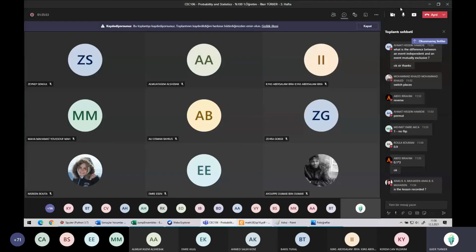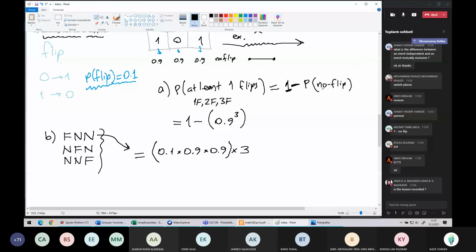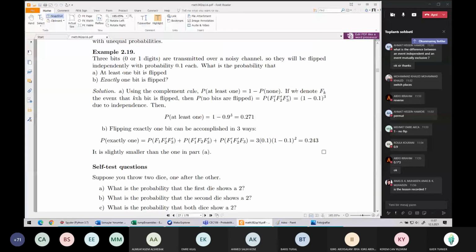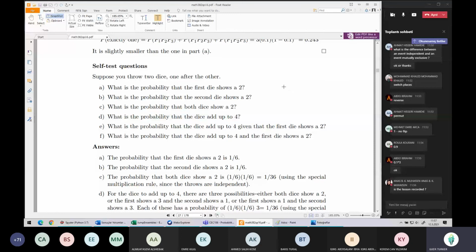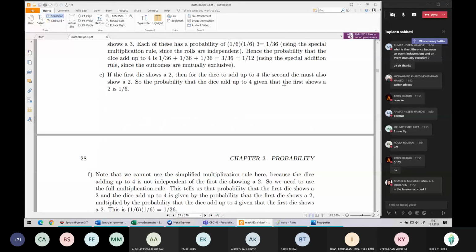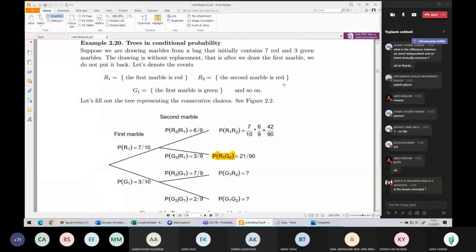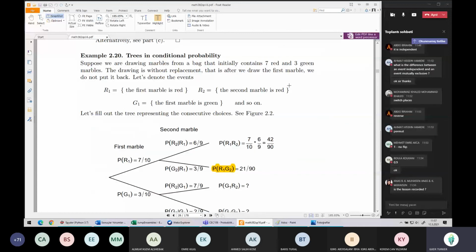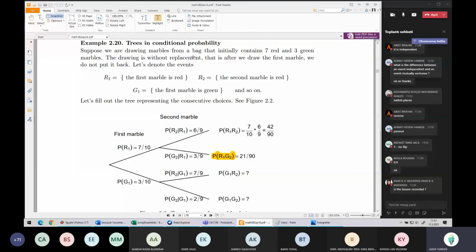The lesson is recorded. I recommend you to check yourself with these self-test questions and their answers. And 3 in conditional probability is the last page for today, I think. Yes, this is the last page for today. As you see, this is a way of representation for conditional probabilities.